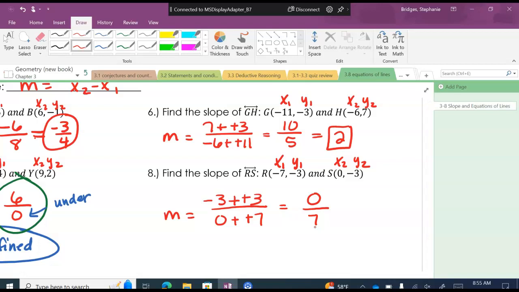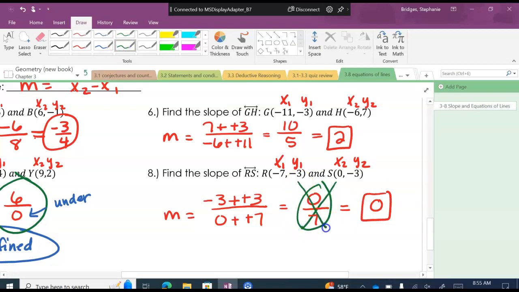No, what does it tell you? 0. So guess what? When 0 is on top, what is your slope? 0. If you leave it as 0 over 7, I'm counting that wrong. I need to know that you know the difference between when 0 is on top and when 0 is on bottom. They are 2 completely different lines. One of them is a horizontal line. One of them is a vertical line. You have to reduce and tell me. Okay, do not leave 0 in a fraction. It is either 0 if the 0 is on top. It is undefined if the 0 is underneath.